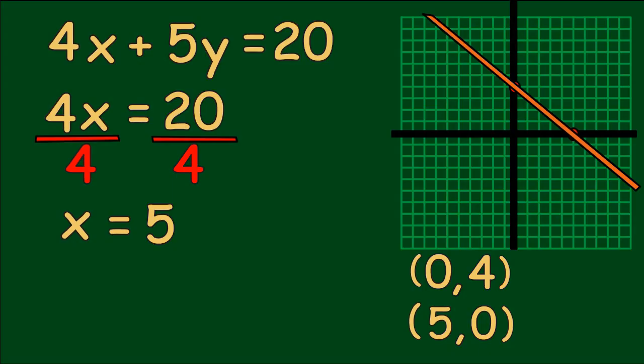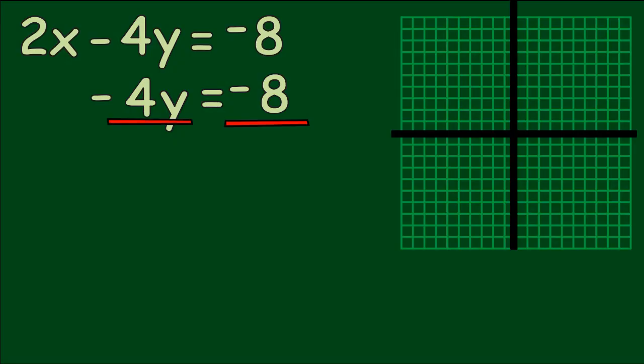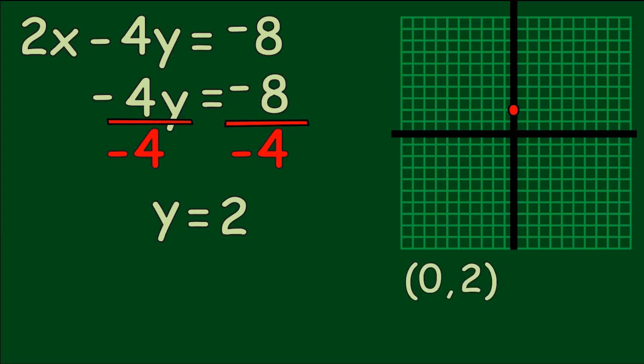Let's try another example. 2x minus 4y equals negative 8. First, replace the x with a 0 and solve for y. When we do this, we get 0 minus 4y equals negative 8, or just negative 4y equals negative 8. To solve for y, divide both sides of the equation by negative 4 to get y equals 2. When we graph the coordinate 0, 2, we see that this is where the line will cross the y-axis.